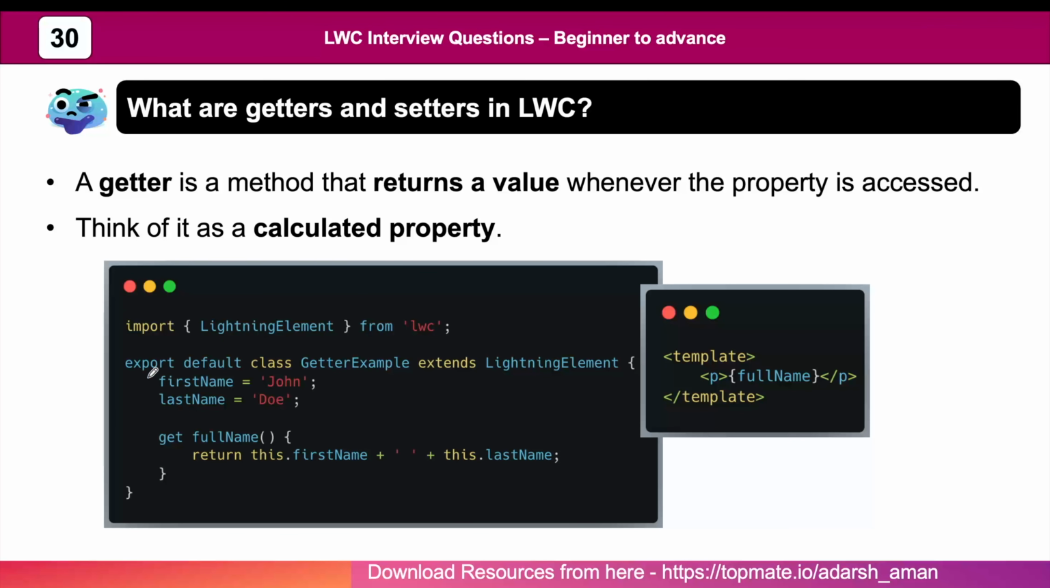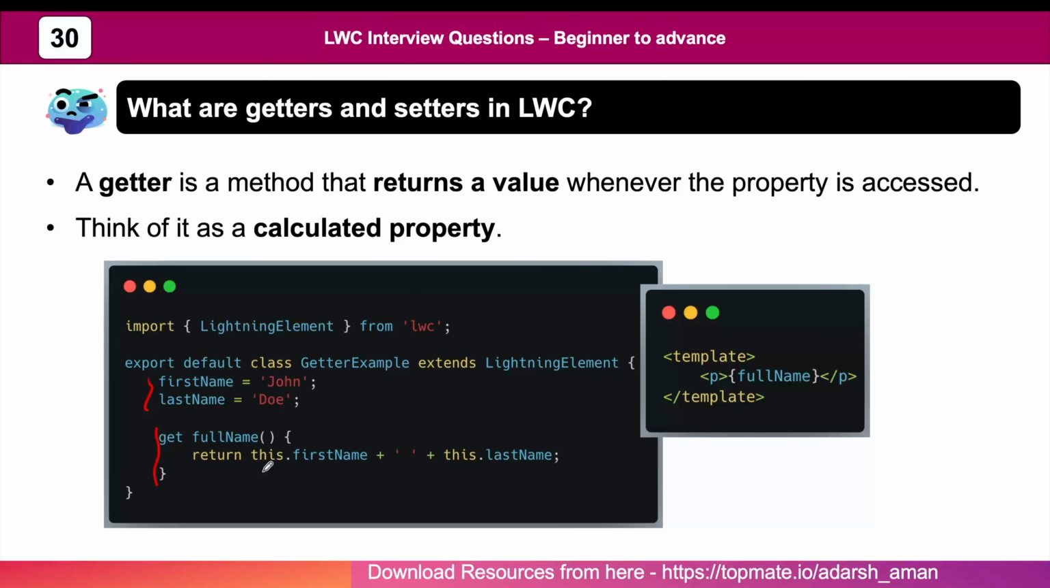You have these two properties in JavaScript, right? If you want to fetch the full name, we don't have any property called fullName here, right? But if you want to fetch the full name in the HTML, how can you do it? You need to write get, and this is the syntax of a getter. You need to write get fullName, and here you can return whatever you want to get. So in this case we want the full name.